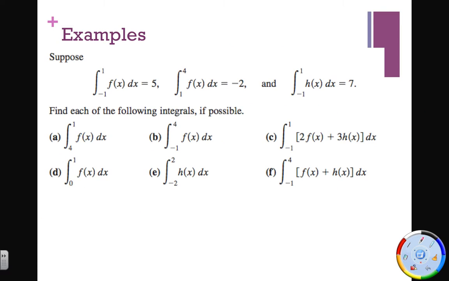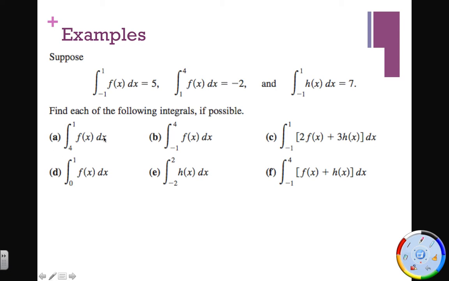A couple examples that I want to see, and they're going to give you some stuff in certain problems like this, and you might even see this kind of thing on an AP exam. So it tells you the integral of the function f between -1 and 1 is 5. The integral of f between 1 and 4 is -2, and the integral from 1 to 4 of a different function, by the way, this is h of x, is 7. And we want to use some of our rules to help us figure out what the answers to all of these 6 things are going to be.